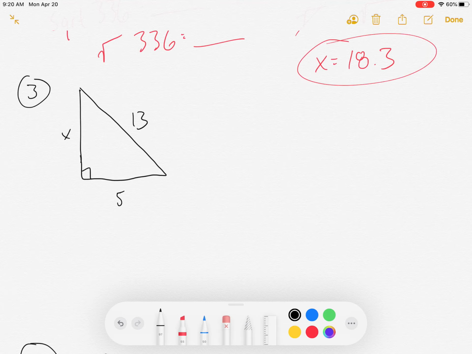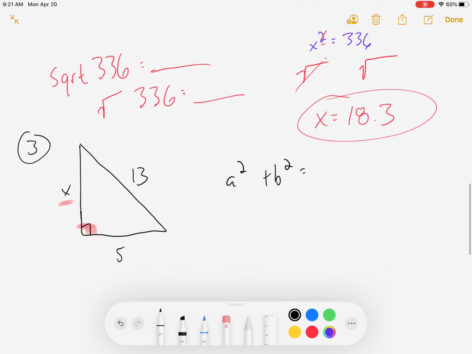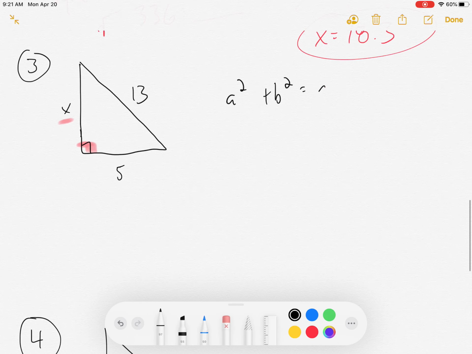Okay, moving along to number 3, which I apparently forgot to do half of, or create half of. Okay, number 3, again, we are trying to find a missing side of a right triangle. It's a side, and it's a right triangle, so we need to use the Pythagorean theorem. If you want to pause the video right now and try the last two on your own, or try this one, and then when I scroll down, try the next one, you might as well do that.